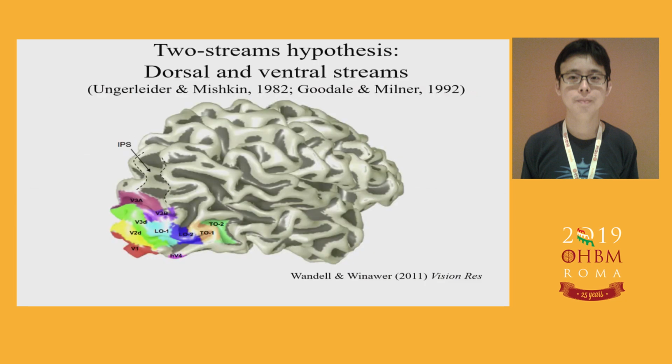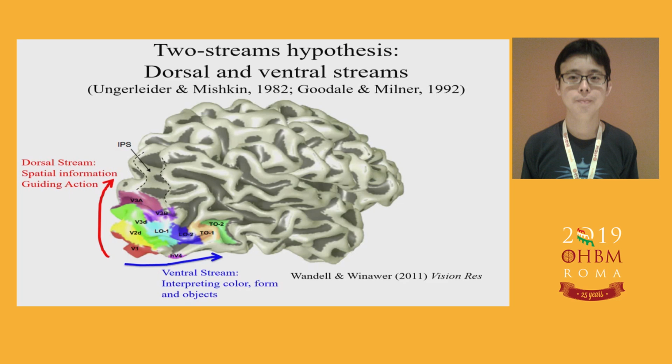According to the literature, vision scientists have made great progress in understanding the functional organization of the visual cortex in human and non-human primates. According to their previous studies, a series of work proposes a two-stream hypothesis, which distinguishes the dorsal stream, which is guiding spatial information or guiding action, from the ventral areas, which are interpreting color, form, and objects.